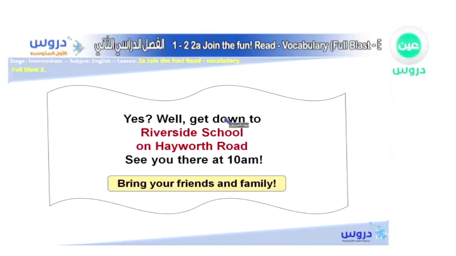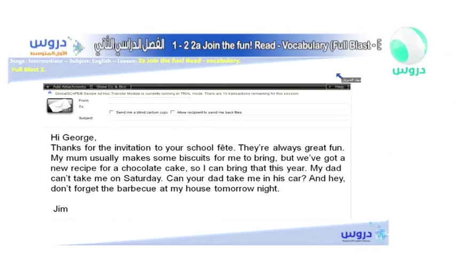Let's go now and look at this. You see, it says, get down to Riverside School on Hayworth Road. See you there at 10 a.m. Bring your friends and family. Okay, that sounds really fun. So they were asking questions and we answered them, and then they were like, you do like that? Then, get down to Riverside School on Hayworth Road, and they wanted us to come at 10 a.m. And then they said to us, you should bring your friends and family. Well, of course we will.